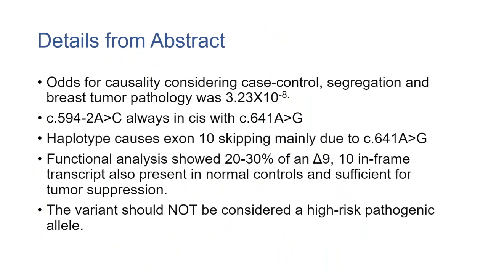The overall message is that the odds for causality, considering the case control study they did, that this is a pathogenic variant is extremely low. You can see the number there is extremely low. That this splicing variant 594-2A to C always coexists with this other variant, c.641A to G, that the haplotype causes exon 10 skipping, mainly due to the variant at position 641, not the consensus splice site. Also in this study, they found when they looked at splicing transcripts that 30% of the transcripts were actually a delta 9,10 transcript variant that's in frame, and it's also present in normal controls and sufficient for tumor suppression. So this variant should not be considered a high-risk pathogenic allele.